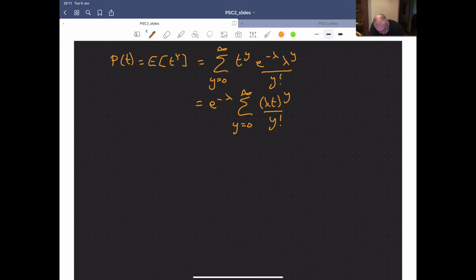And again, what you should do now is recognize this as the Taylor series of an exponential. So what is this? This is e to the minus lambda, and then we've got e to the lambda t. Let me just check that with my notes. Yep. So that is our probability generating function for Poisson.